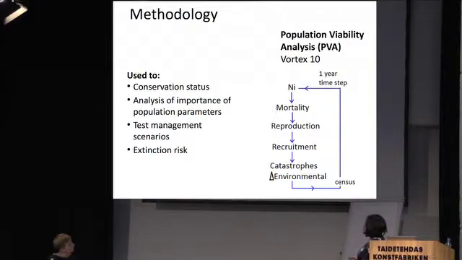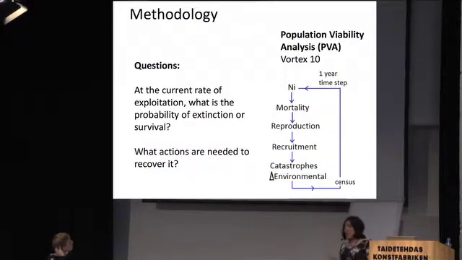Vortex has been used to evaluate the conservation status of endangered species, to analyze the relative importance of population parameters, to test management scenarios, and to assess the risk of extinction or explosion of populations. With this method, we wanted to see what is the probability of survival of this lobster population under the current exploitation rate? And if needed, what would be the most effective management actions?